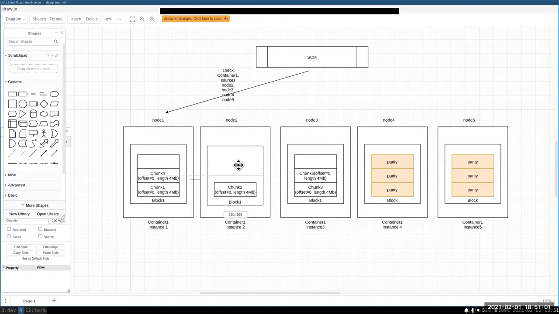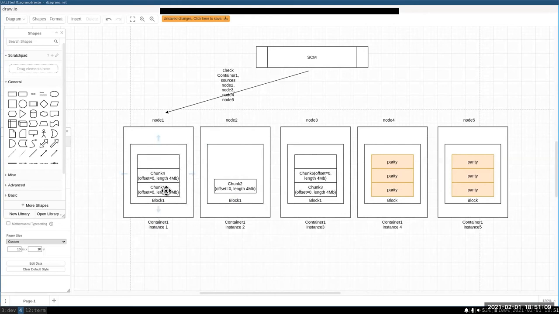I have container one, instance two, but only one block and one chunk. This can be reported back and compared here. And if something is missing, it can be requested. So this is the coordinator node, and the coordinator node can request data recovery: hey, node two, something is missing from you. Can you please recover the block one? And node two will start and do this.